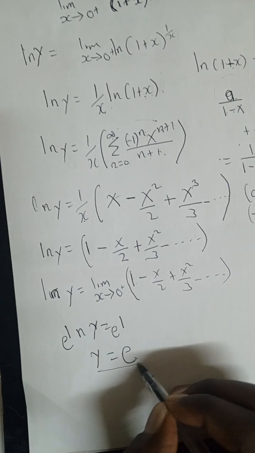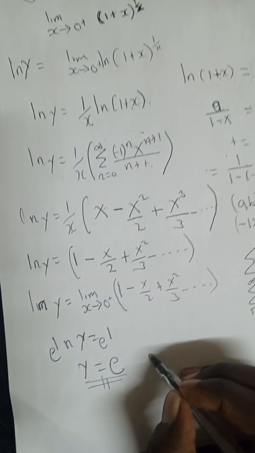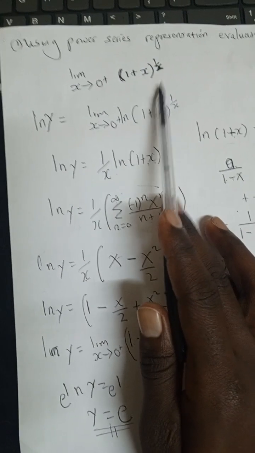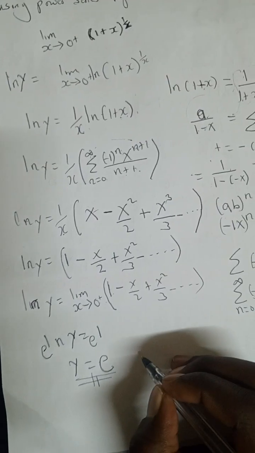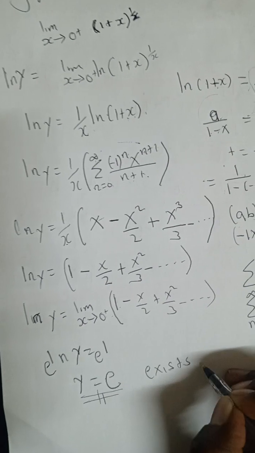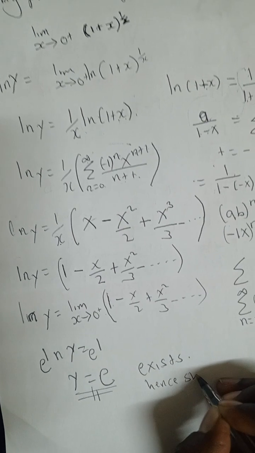So from here, we can conclude to say the limit as x approaches 0 of 1 plus x to the power 1 over x exists. It exists. Hence, shown.